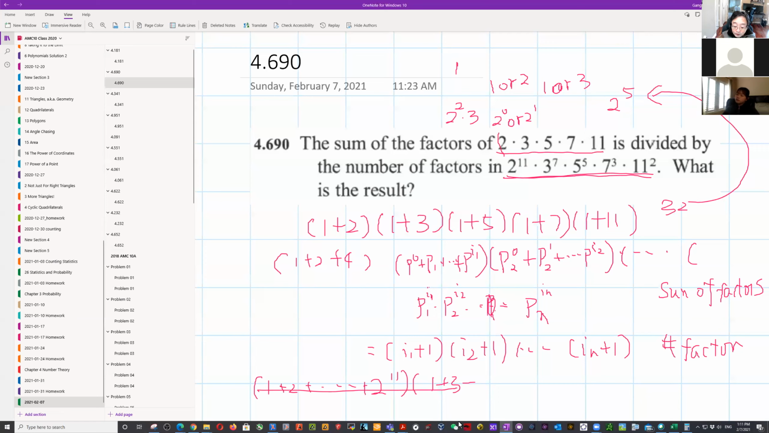But anyway, the sum of the factors for the first one is actually still relatively easy. We can say that 1 plus 2 is just 3, multiply 4, multiply 6, multiply 8, multiply 12. Then for the number of the factors on the bottom, it's actually 11 plus 1 is 12, 7 plus 1 is 8, 5 plus 1 is 6, 3 plus 1 equals 4, and 2 plus 1 equals 3. So you find out they all cancel out. So actually the solution of this problem is just 1.